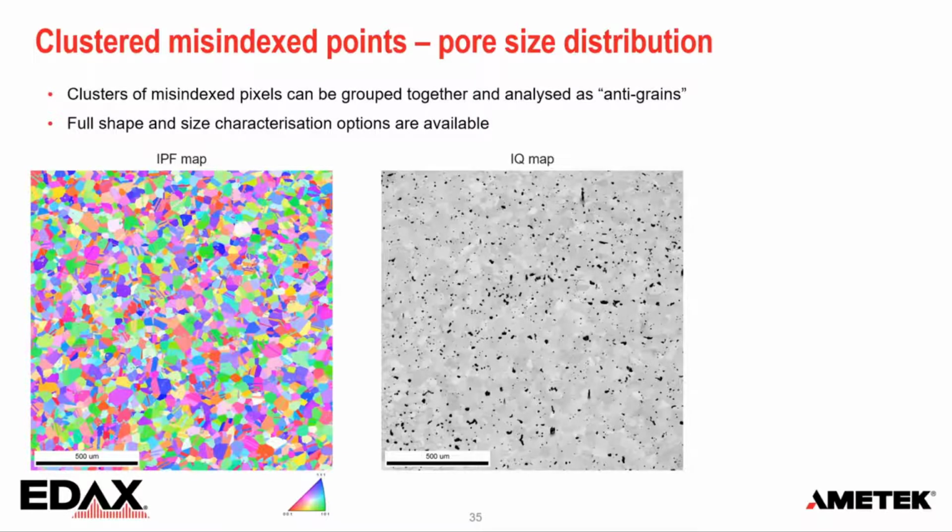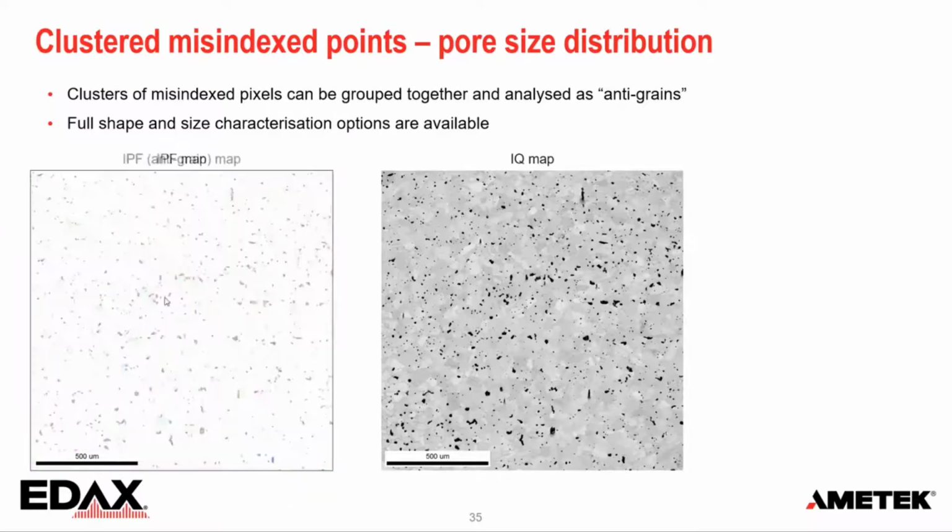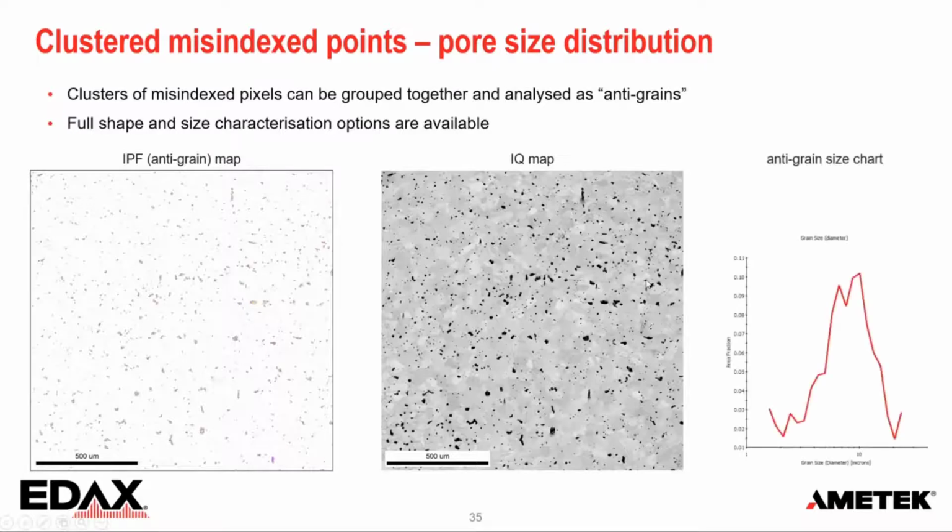is we can group those misindexed pixels that were not crystalline and group them together as anti-grains. So when I do that, I can just get these clusters of points that belong to those black areas, and I can actually analyze those as if they were grains. So I can do a full porosity analysis where I can look at the grain size, grain shape, circumference, elongation analysis, etc., as if these were complete grains. So this can be very useful, for example, when you have 3D printed materials where you have sometimes a significant porosity, and you can just characterize that very nicely.